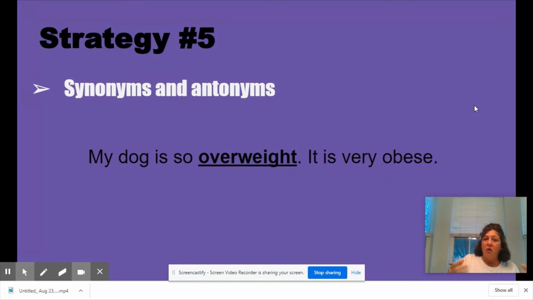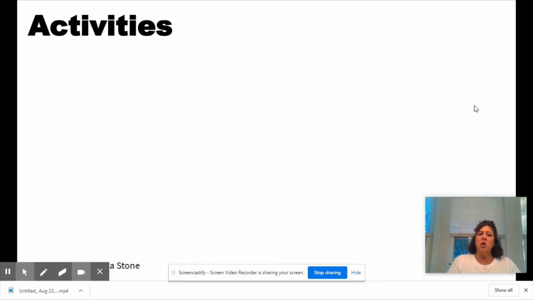So, my dog is overweight. Very few beginners will probably know the word overweight. So it is very obese, and obese is a cognate for the word in Spanish. So it's a wonderful way for them to find the meaning of the word using context clues when you use it this way with synonyms and antonyms.